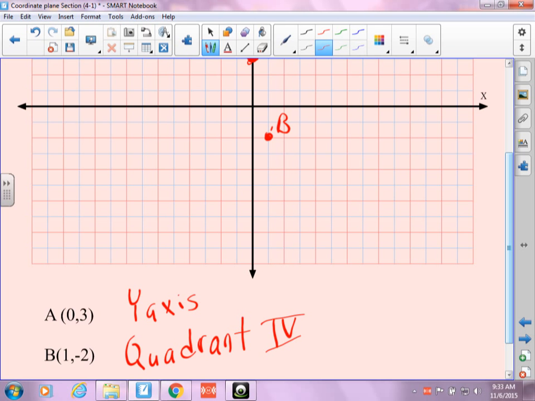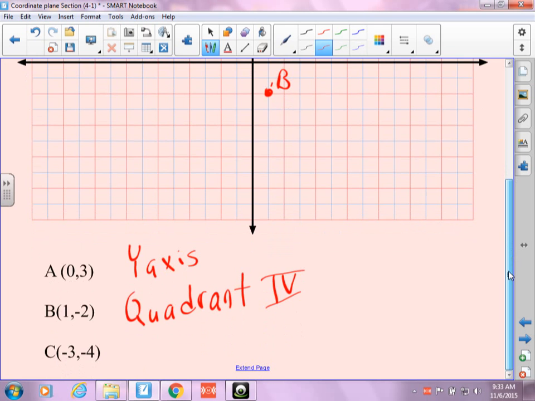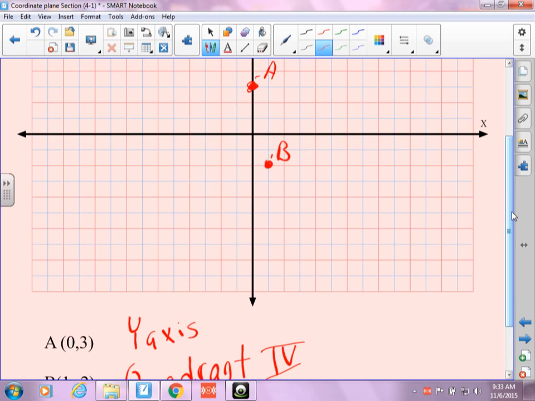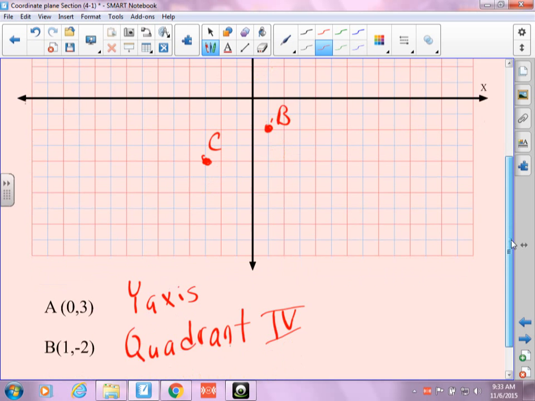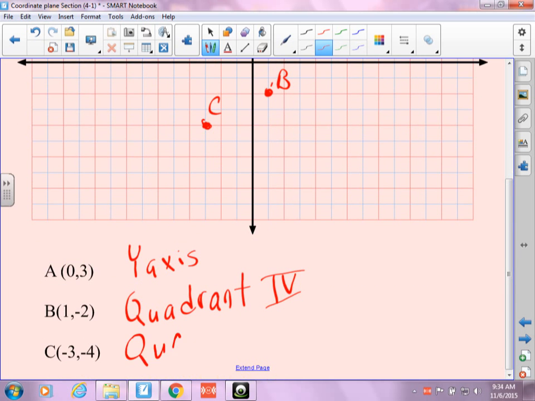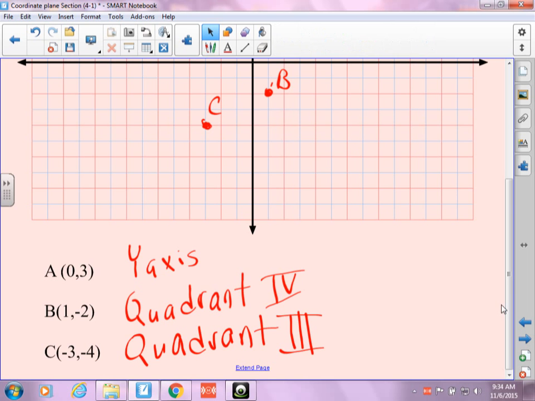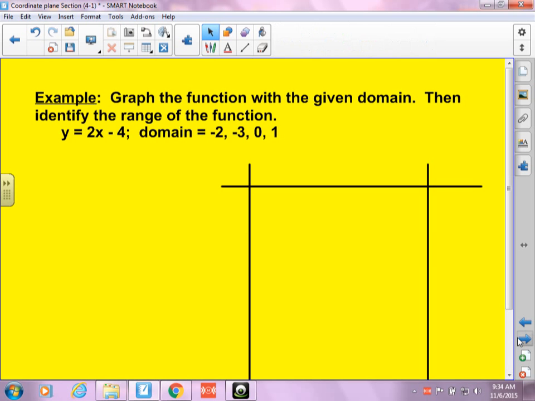Yes? Okay. Let's go down to C. A lot of you seem to know this. This is good. Negative 3, negative 4. So I'm going to go left 3, down 4. Right here. I'm going to call that C. And where's that located? Quadrant 3. Good. And notice that I use my Roman numerals. Questions? All right. Fabulous.